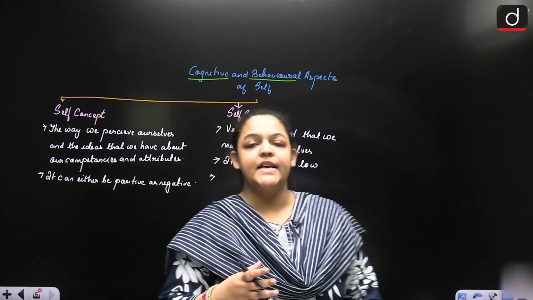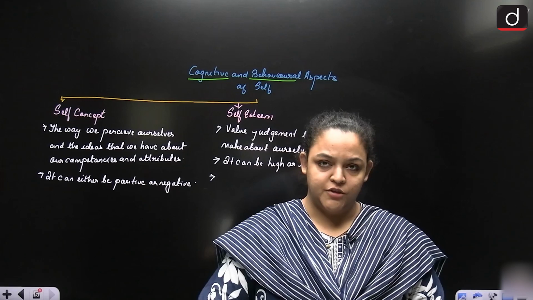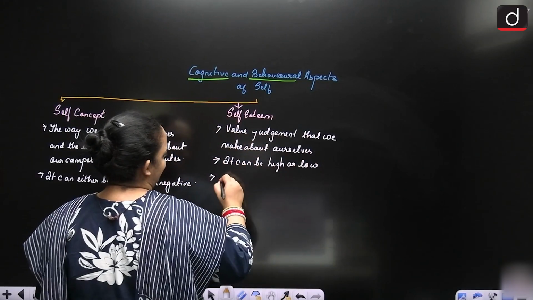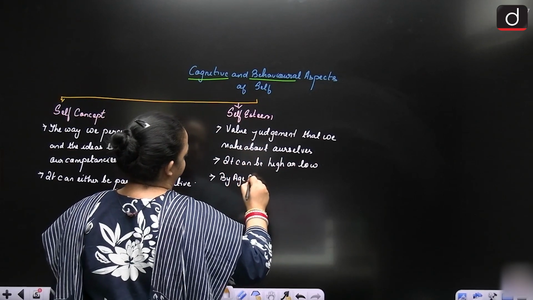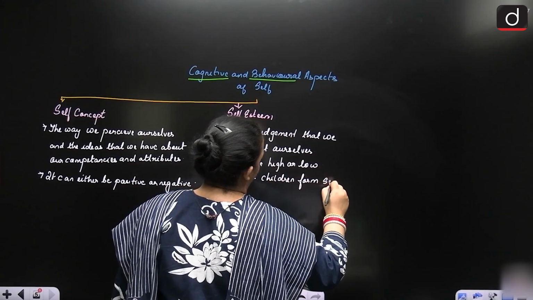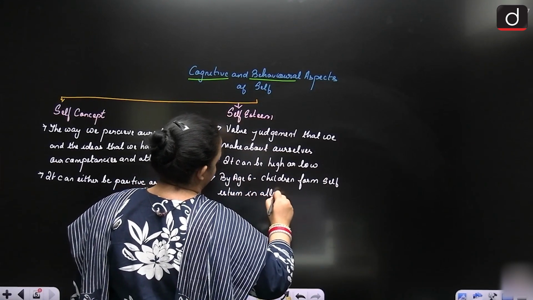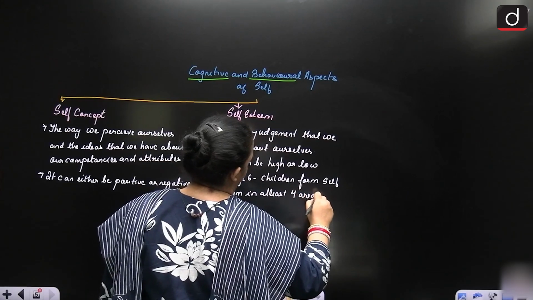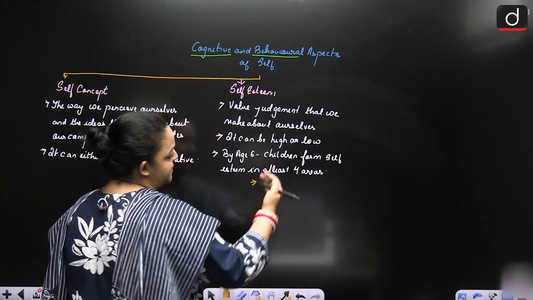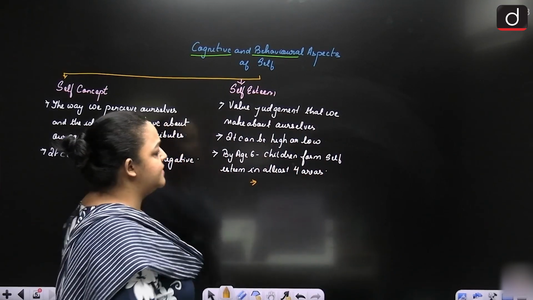Now, studies have indicated that by age 6 or 7, children seem to have formed self-esteem in at least 4 areas. Which are these 4 areas? Self-esteem here doesn't mean it has to be high only, but they form self-esteem in these 4 areas. It can be high also, it can be low also. So, one is academic competence.